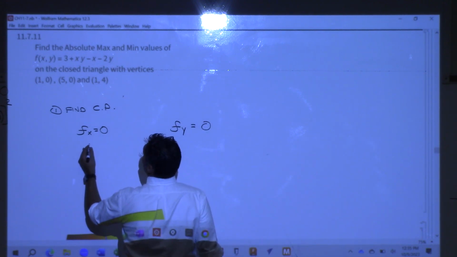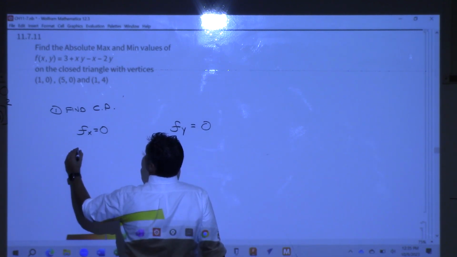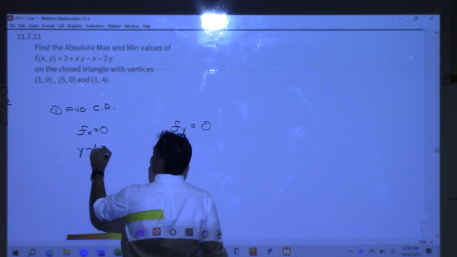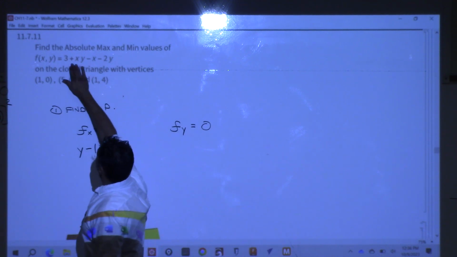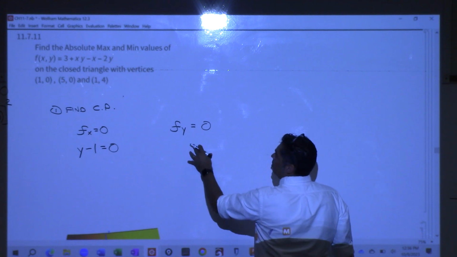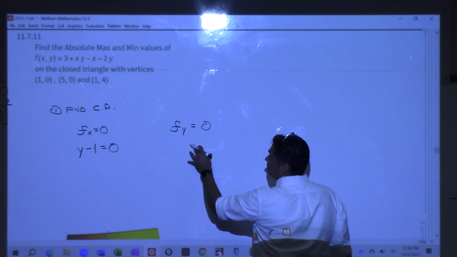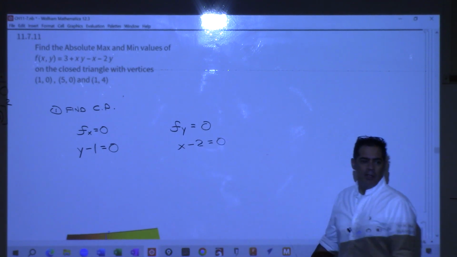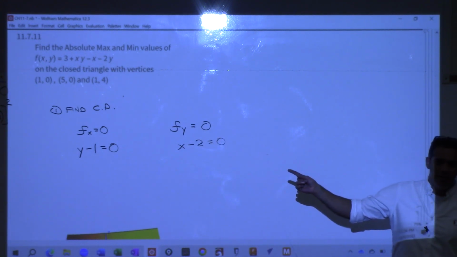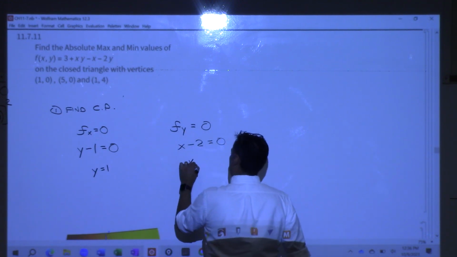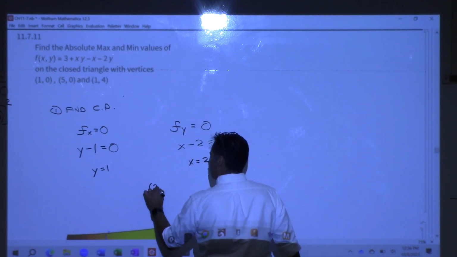What's the partial with respect to x? Y minus 1. Set that equal to 0. Do you all agree with that? Derivative of this with respect to x, y minus 1. Okay, over here, partial with respect to y: x minus 2 equals 0. Clean solutions, yeah? y is 1, x is 2. So this is the point 2, 1.